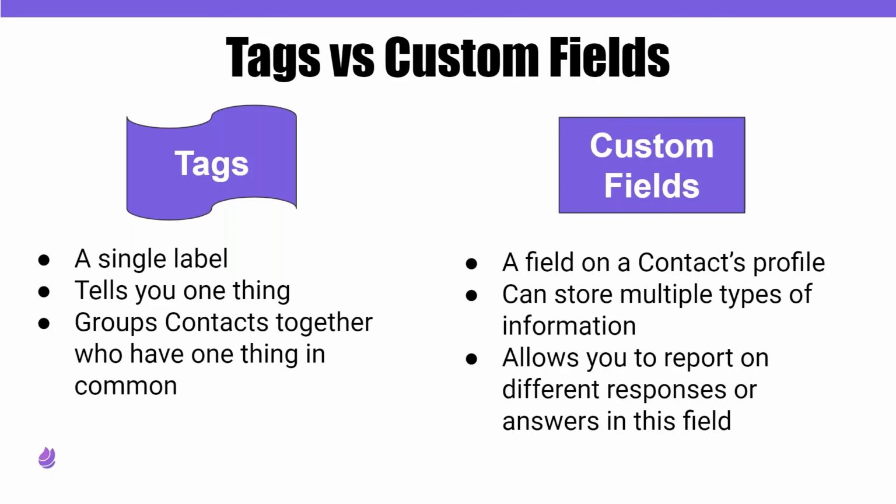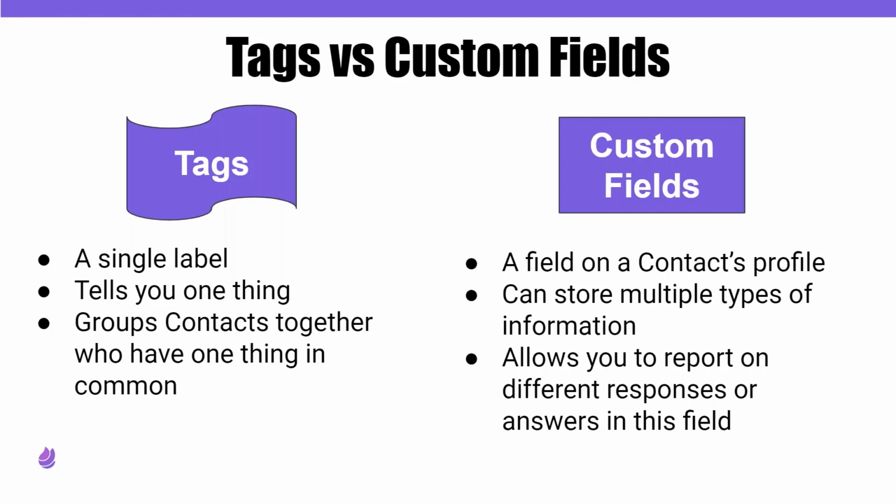It tracks one thing. They're good for black and white pieces of information, like if a contact is a volunteer, they will have this tag. If they don't have the tag, it means they're not a volunteer. So it only tracks things like that. This is a board member. This contact is a donor. One piece of information tracked at a time, and it groups those people together or those companies together.